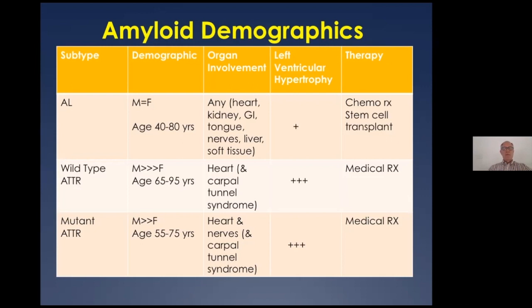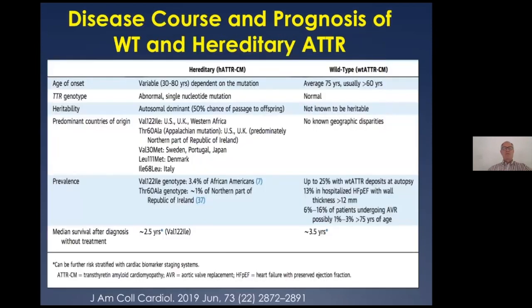The mutant type, still a male predominance, though not quite as much as we see with the wild type, tends to occur a bit earlier in life, between 55 and 75 years of age. Heart, nerves, and carpal tunnel syndrome are typically involved. You do see left ventricular hypertrophy in a big way, just as in the wild type, and we'll talk about the medical treatments for this.